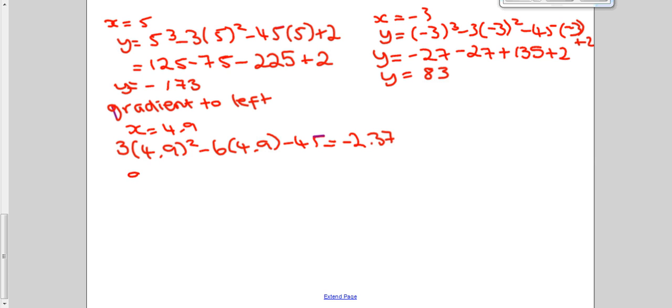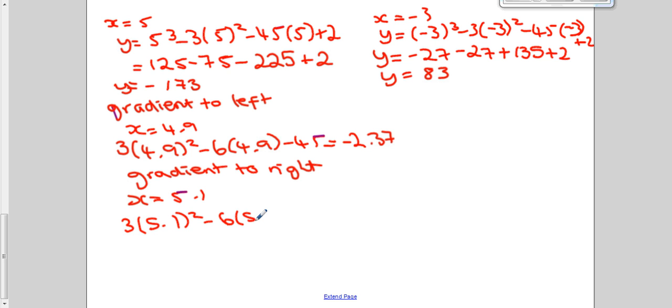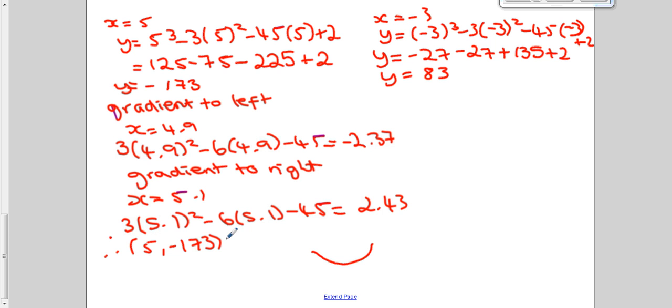And now we need to test the gradient on the other side. So the gradient to the right, which will be given by the x value of 5.1. So that's 3 lots of 5.1 squared minus 6 lots of 5.1 minus 45, which gives us a gradient of 2.43. So at this point, we have a negative gradient on one side going into a positive. So at the point 5, minus 173, we have a minimum.